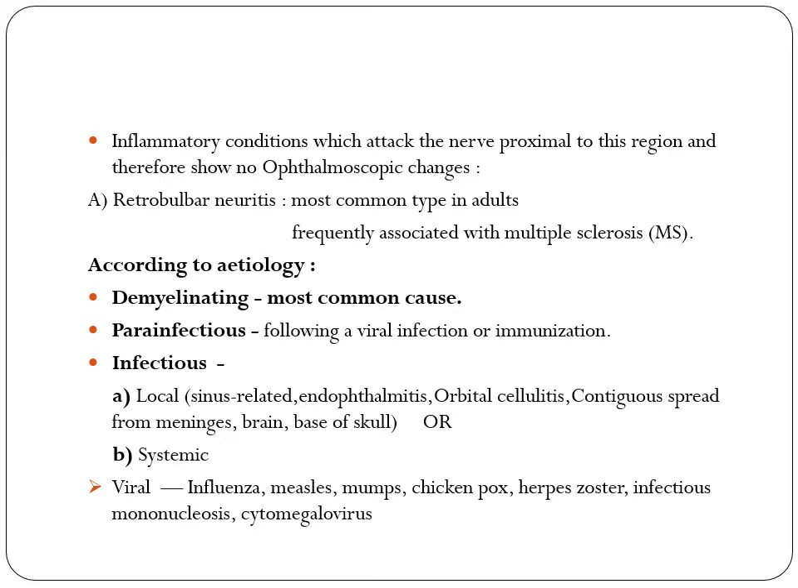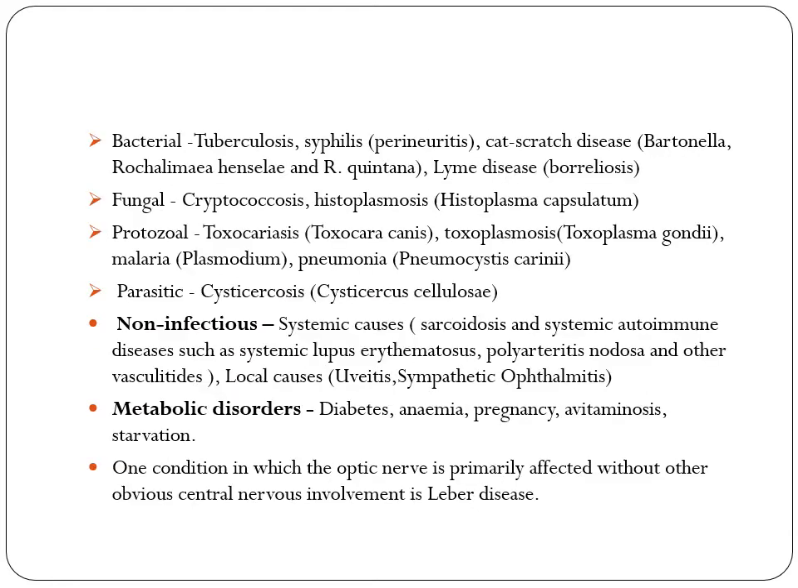What are the systemic diseases? Viral diseases like influenza, measles, mumps, chickenpox, herpes zoster, infectious mononucleosis, and cytomegalovirus. Bacterial diseases: TB, syphilis, cat scratch disease, Lyme's disease. Fungal: cryptococcosis, histoplasmosis. Protozoal: toxocariasis, toxoplasmosis, malaria, pneumonia. Parasitic: cysticercosis. So these are the systemic diseases causing optic neuritis.